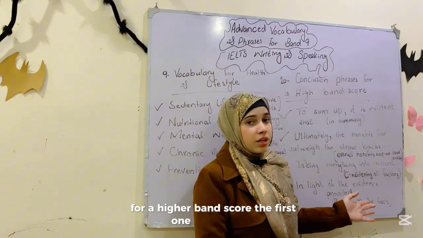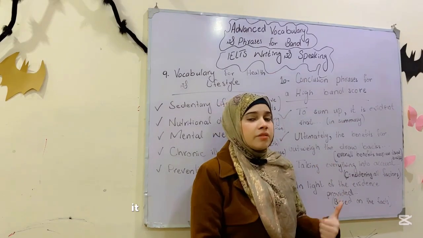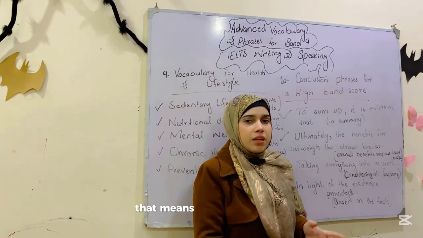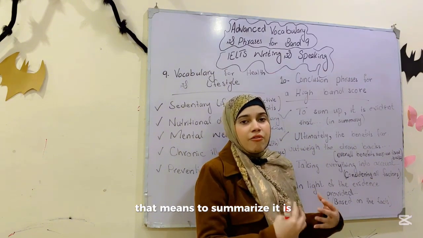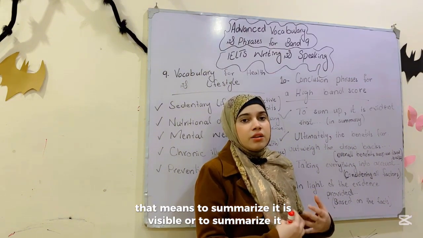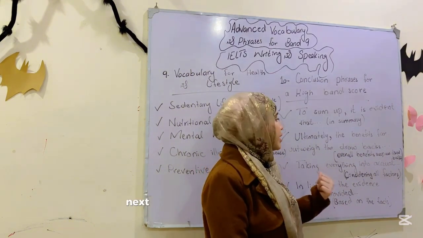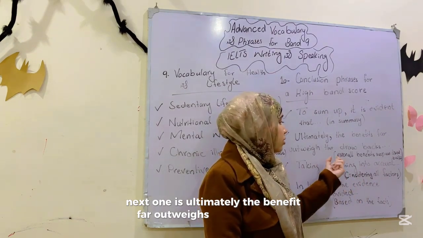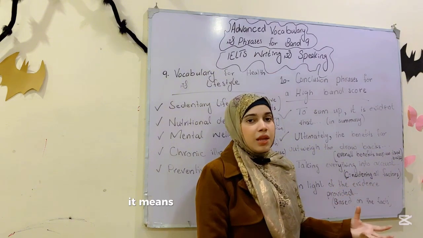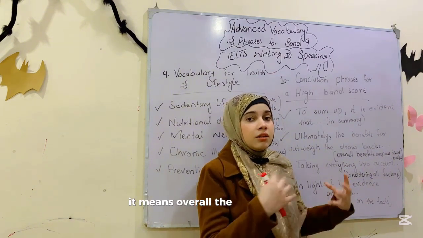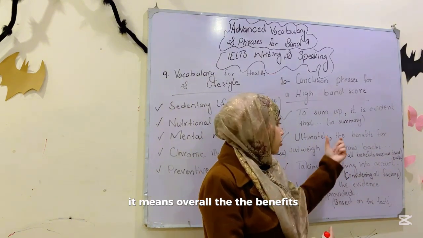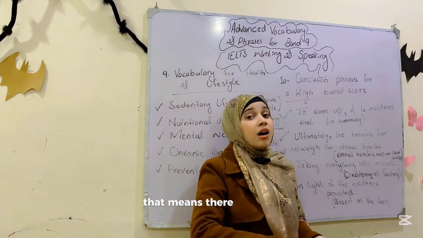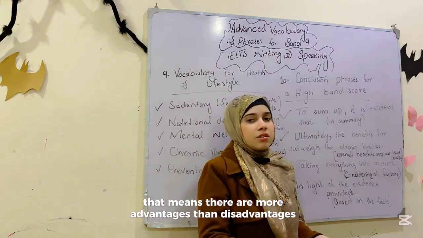Okay. Now, these are the phrases that you can use in your conclusion paragraph for a higher band score. The first one is, to sum up, it is evident that. To sum up, it is evident that means to summarize, it is visible, or to summarize, it clearly shows. Okay. Next one is, ultimately the benefit far outweighs the drawbacks. It means overall the benefits surpass the drawbacks. That means there are more advantages than disadvantages.